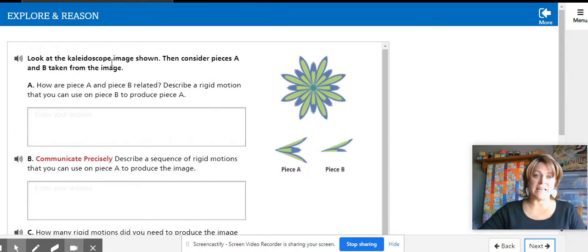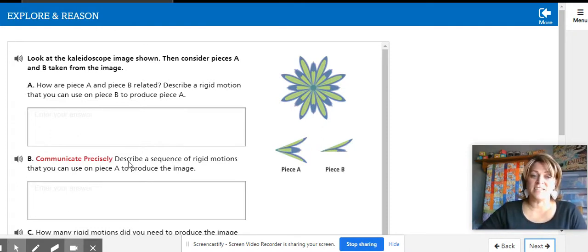It says, look at the kaleidoscope image shown. Then consider piece A and B taken from the image. So they just cut out this image from the original visual. How are piece A and B related? So visually, how are they similar? And maybe how are they composed? How were they created?